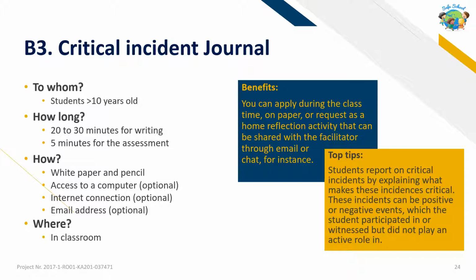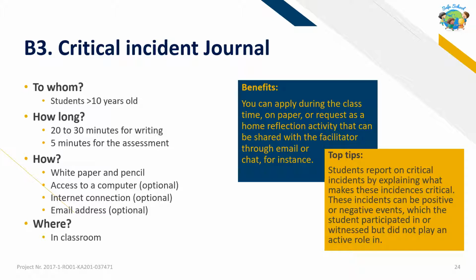Reflection activity number 3, critical incident journal. Through this reflection activity, students are given the opportunity not only to deeply analyze their thoughts and feelings towards a certain event related to bullying, but also to think about what to do next time they happen to be in the same or similar situation. All of this done in a guided way.